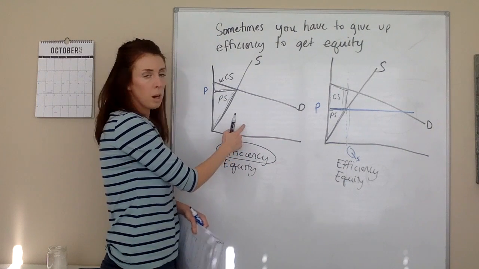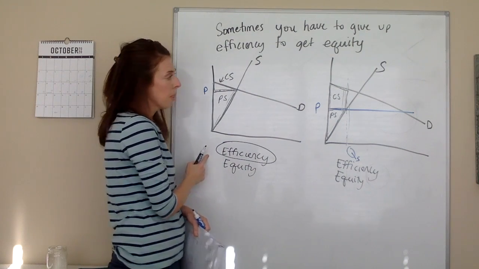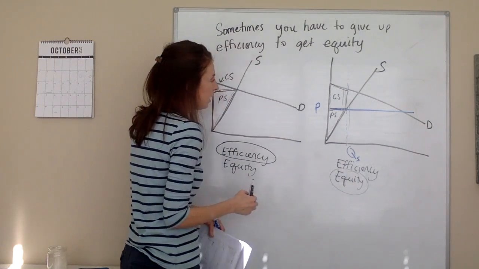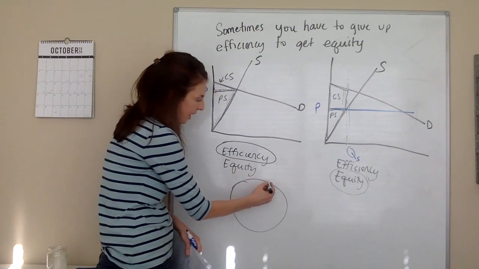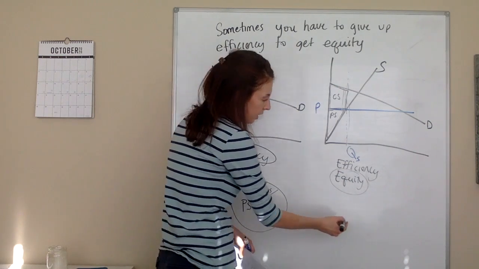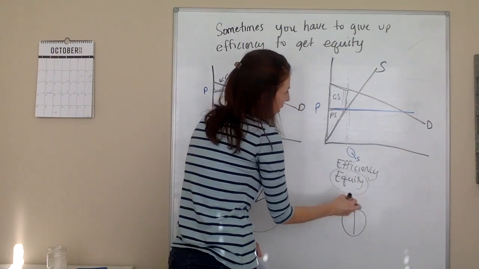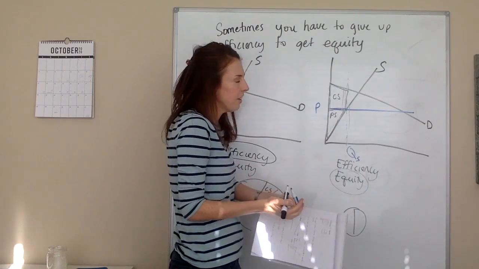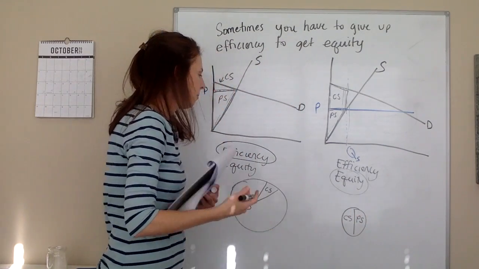So this market has more efficiency. Like, it's bigger, it's stronger. Okay, what about equity? This market wins in equity because over here we have a really big pie, but there's a tiny little slice that goes to consumers, a big slice that goes to producers. But over here, even though the pie is kind of dinky because we have some deadweight loss, if you shrunk together these two areas and turned it into a circle, then about half the circle would go towards consumer surplus, half would go towards producer surplus.